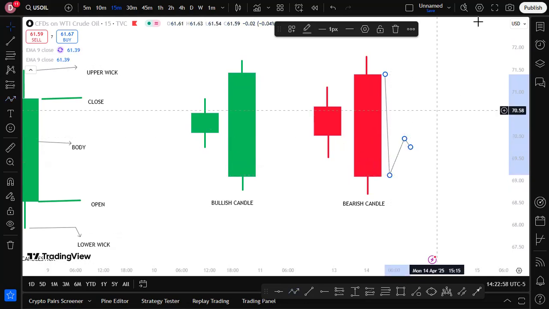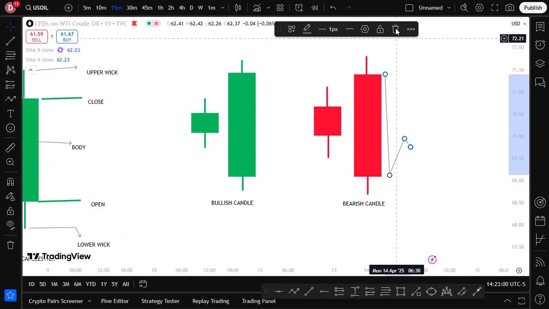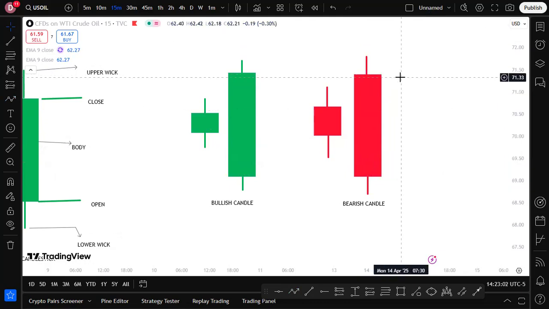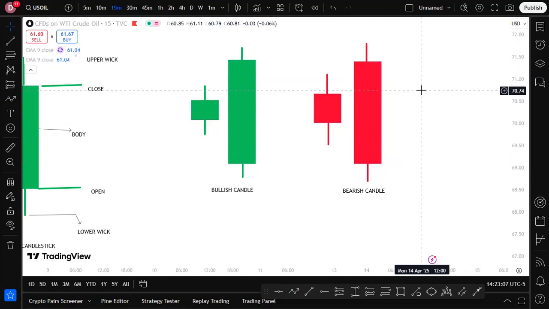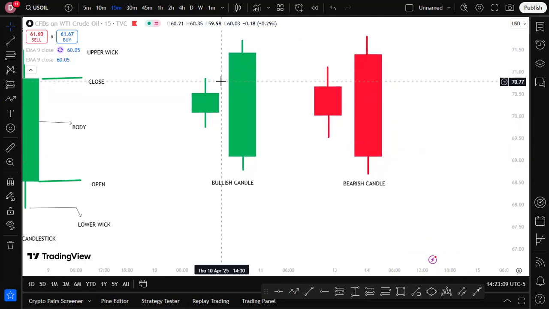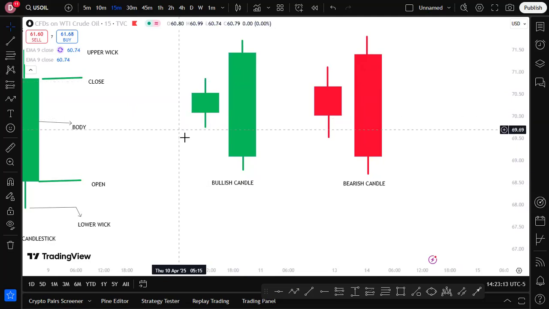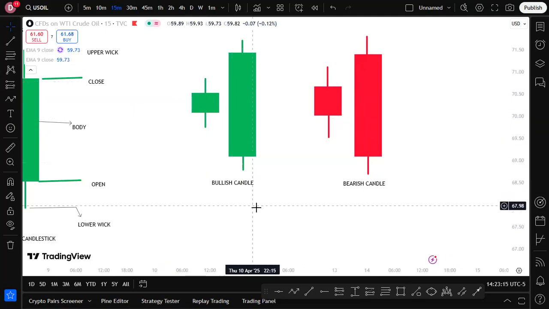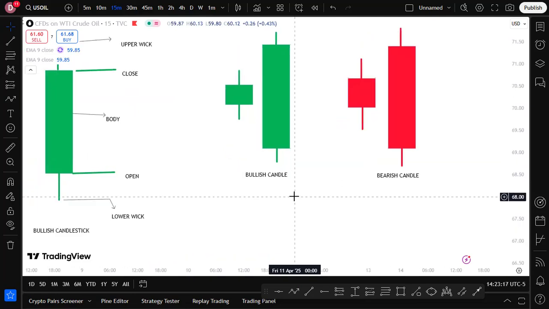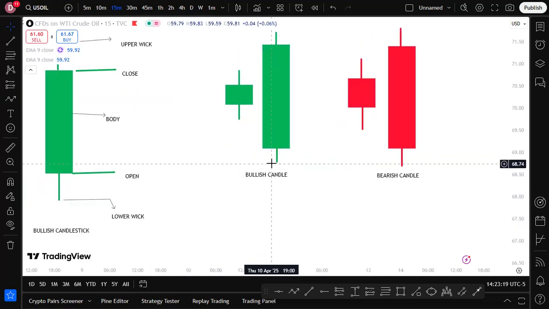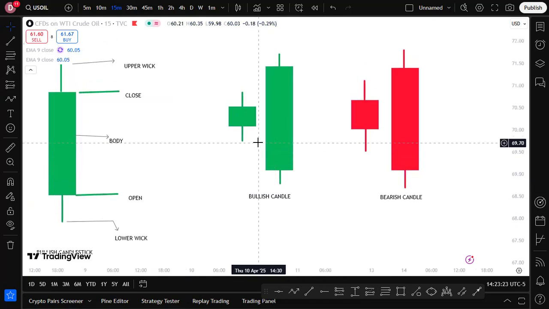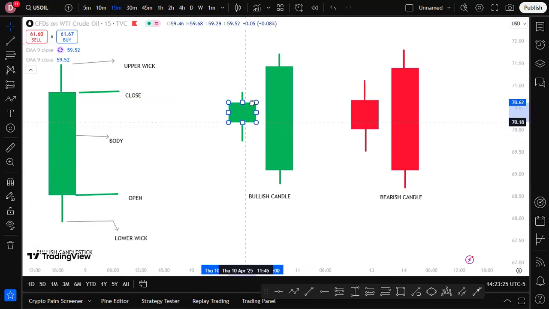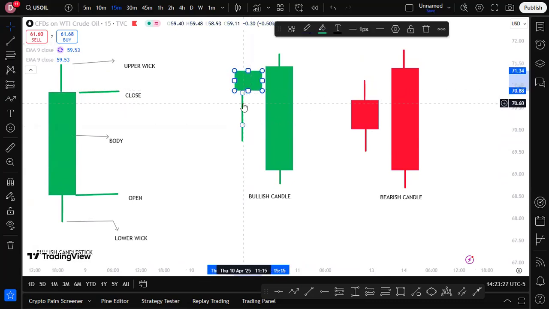Now let's move ahead. Now we'll be talking about the engulfing candlestick. Let me explain how the engulfing candlestick forms. For a bullish engulfing candlestick, let's start with the bullish one.